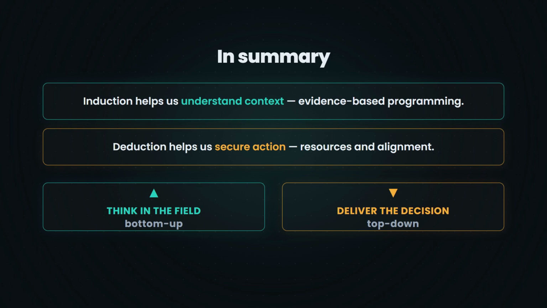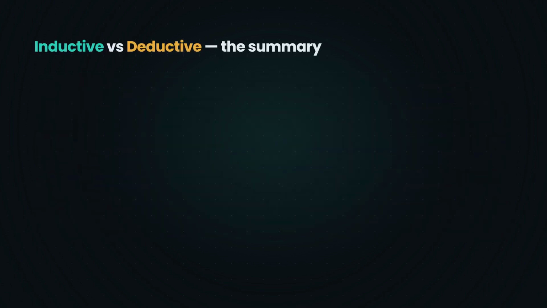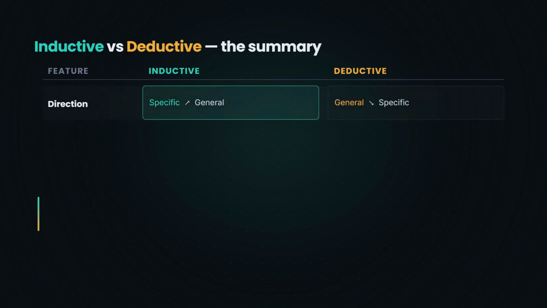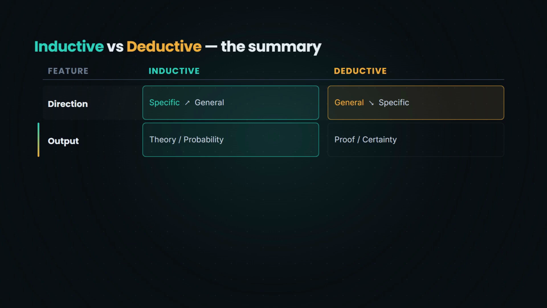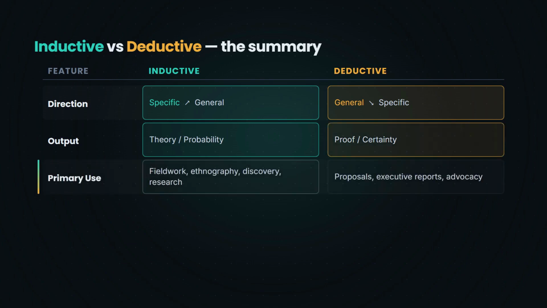In the summary table, as you can see, the feature column compares inductive versus deductive. Inductive goes from specific to general, and deductive goes from general to specific. Inductive is theory and probability, and deductive is proof or certainty. The primary use cases for inductive are when you are in the field doing ethnography, discovery, research papers, and for deductive, communicating through proposals, executive reports, advocacy.